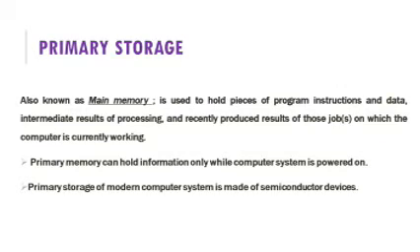The best example of primary storage is the RAM, the random access memory. The basic definition of the primary storage of the computer is that it is also known as the main memory. It is used to hold the pieces of program instructions and data, intermediate results of processing, and recently produced results of the jobs on which the computer is currently working. So this is the definition of the primary storage.